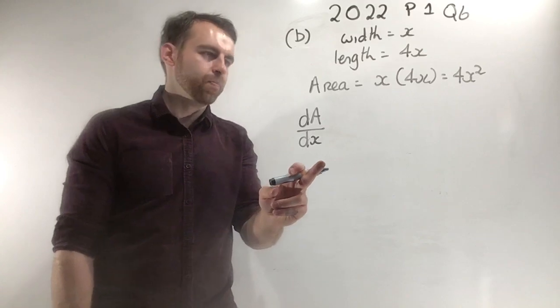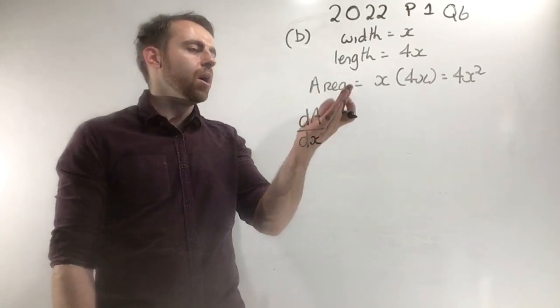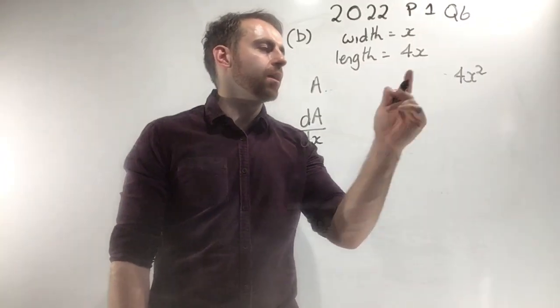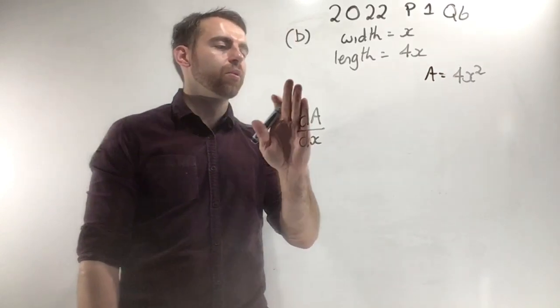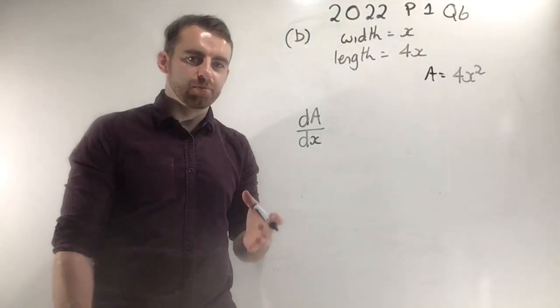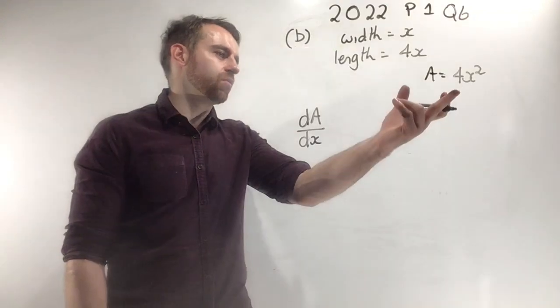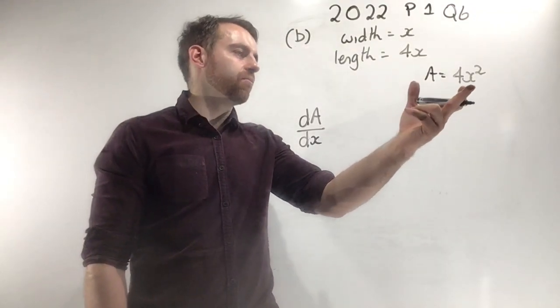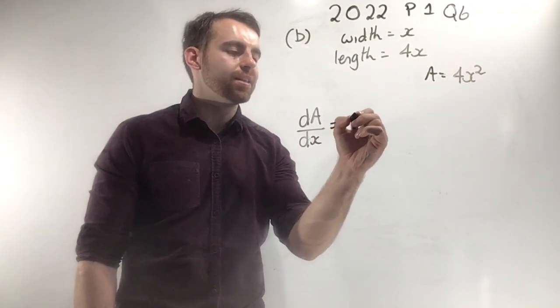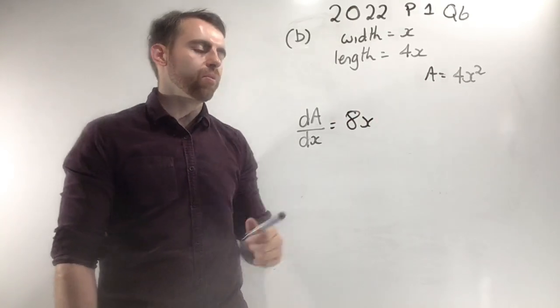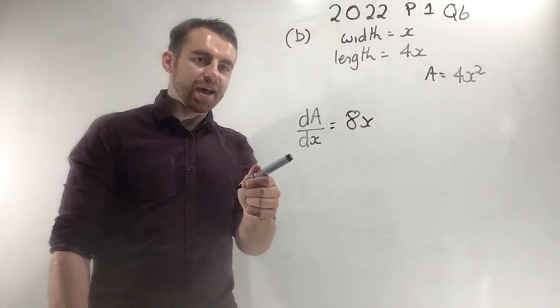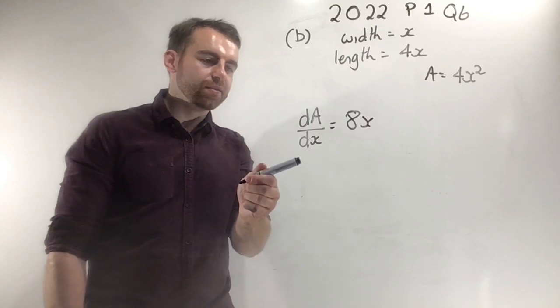Now, based on what I've done up here, I know that the area of the rectangle, I know that A is simply equal to 4x squared. So it's very simple to get dA/dx. We just differentiate this. If you differentiate 4x squared, you're just going to get 8x. So if A is equal to 4x squared, then dA/dx, the rate of change of area relative to x, is 8x.